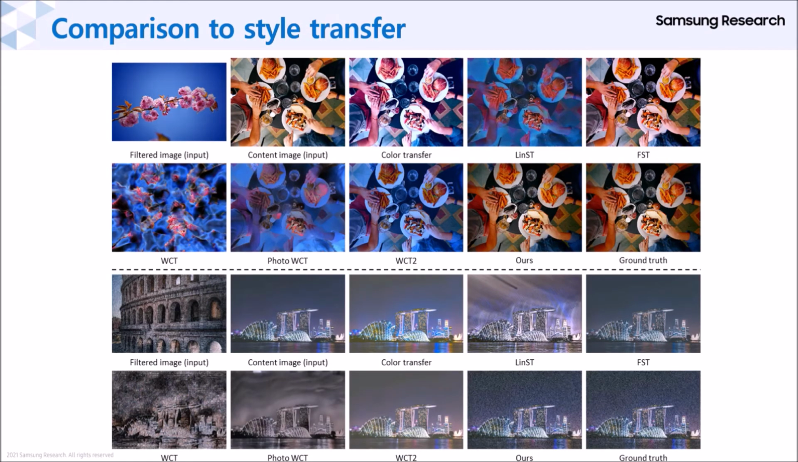Here we compare our method to existing style transfer methods. While style transfer methods are more flexible in manipulating image colors and structures, they are not suitable for spatially varying effects, such as vignetting and grain, whereas our method is designed to faithfully transfer such effects.